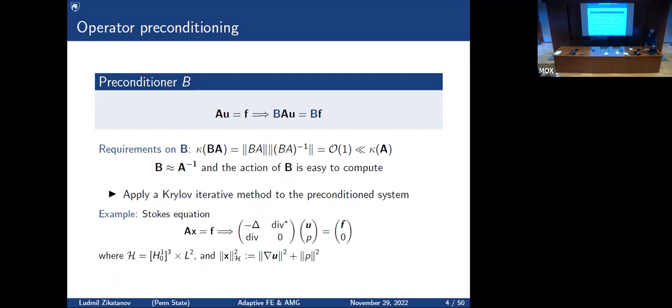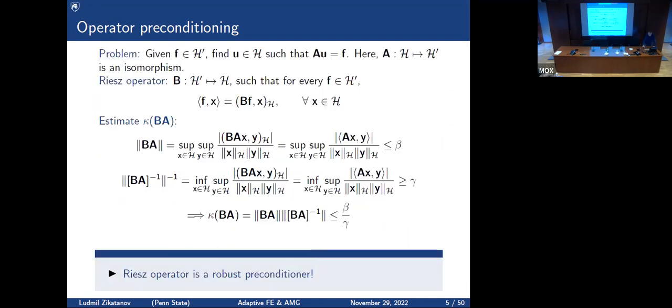Okay. Now, a typical example for constructing a preconditioner: let us consider the Stokes equation, and the norm on H. The norm on H is the usual one, the gradient norm of the velocity plus the L2 norm of the pressure. And so this is our A. That was the Stokes equation.